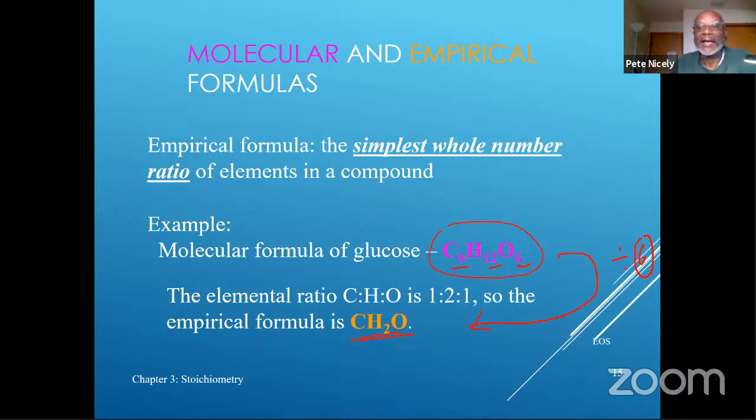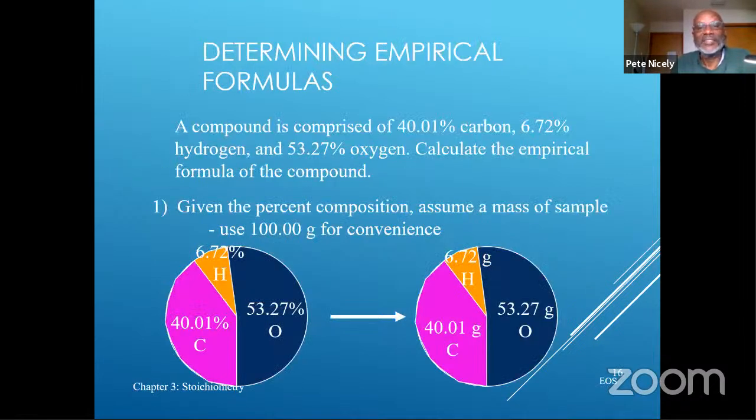All right. Okay. So what we're going to do is look at this example. And this is a typical empirical formula type problem where you're given some data, more specifically the mass percent data of the different elements present. And based on that data, you're required to determine the empirical formula. Now, in this case, the question says a compound is comprised of 40.01% carbon, 6.72% hydrogen, and 53.27% oxygen. And the question is asking you to calculate the empirical formula for the compound, right?